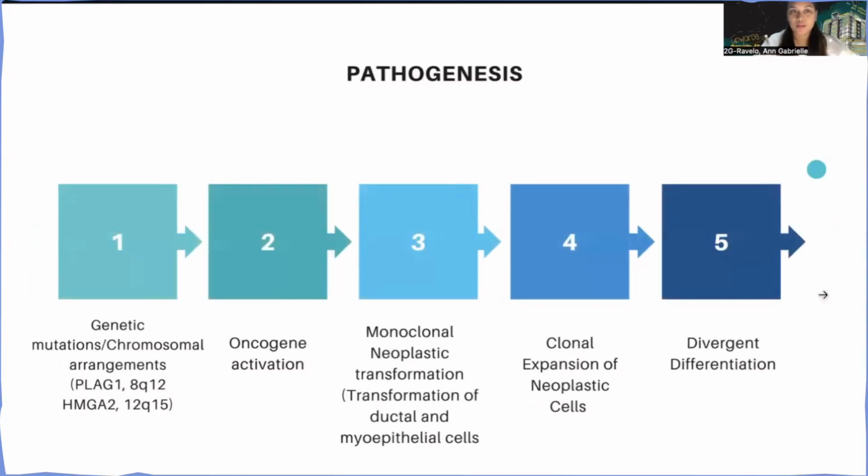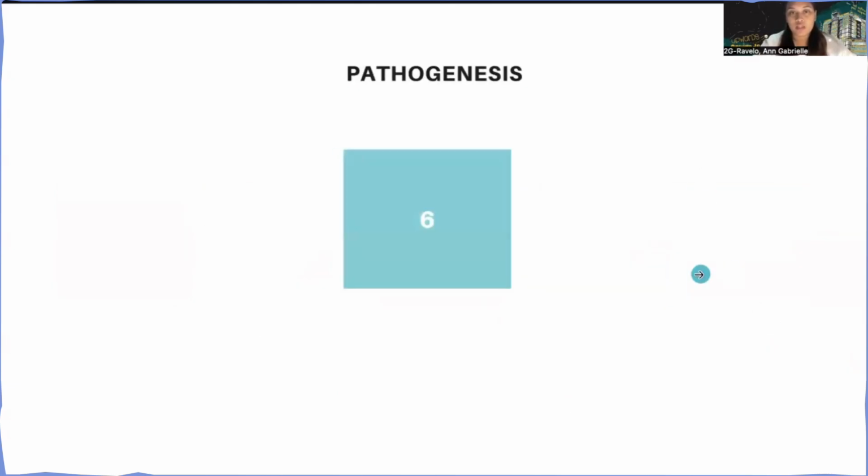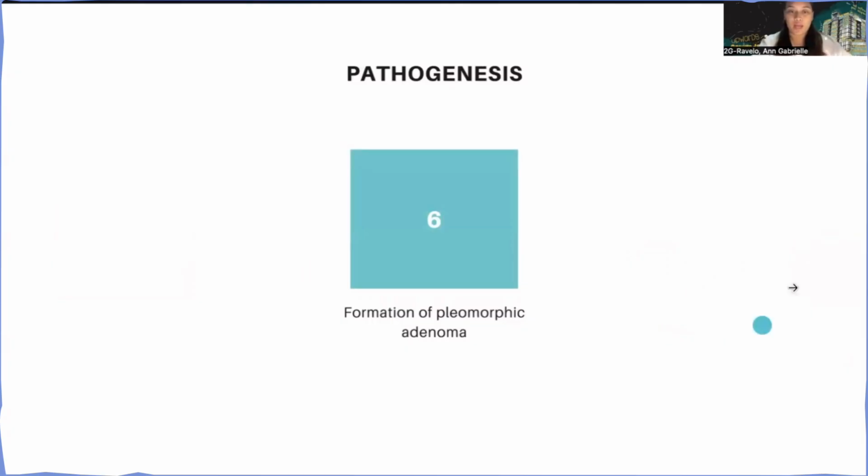So moving on to the pathogenesis, first it starts with the genetic mutations in the chromosomal arrangements, as mentioned earlier, which results in oncogene activation, which leads to a monoclonal neoplastic transformation of the ductal and myoepithelial cells, which then leads to clonal expansion of neoplastic cells into divergent differentiation and ultimately to formation of the pleomorphic adenoma.